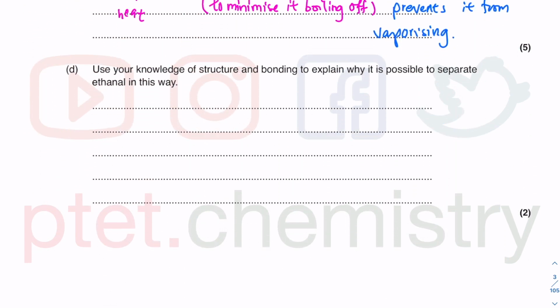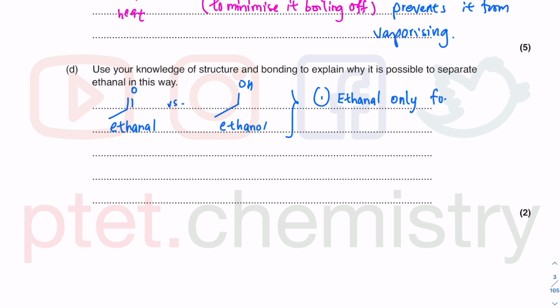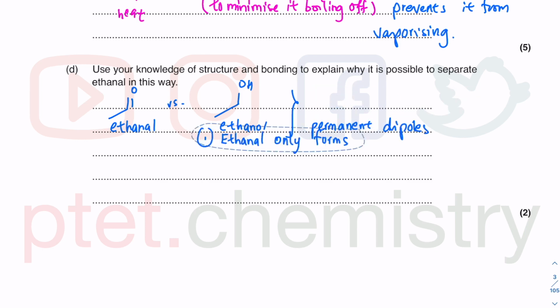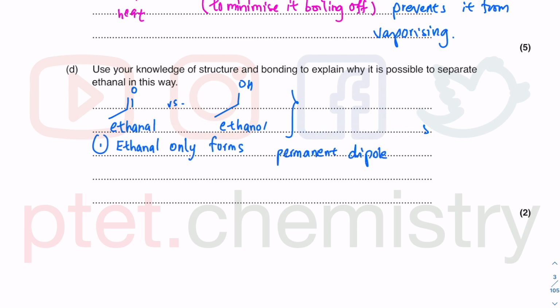Part D, the last part of this question: use your knowledge of structure and bonding. Why is it possible to separate ethanal in this way? So we can talk about ethanal here versus ethanol. This is ethanal, this is ethanol. Structure and bonding, so this was what I mentioned just now. Ethanal cannot form hydrogen bonds. Ethanal only forms permanent dipoles between itself, as well as London dispersion forces, or weak van der Waals.